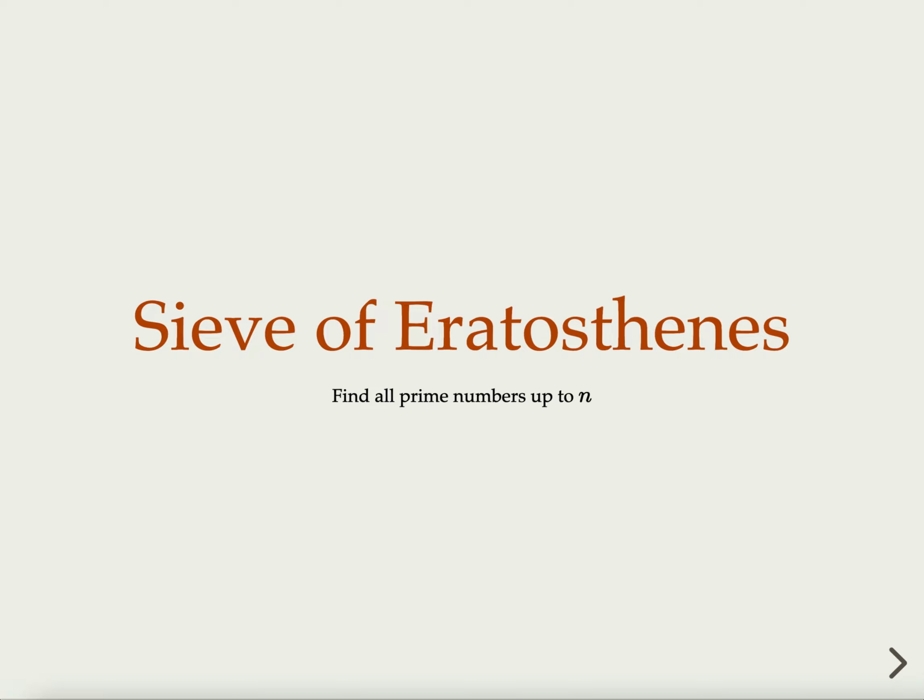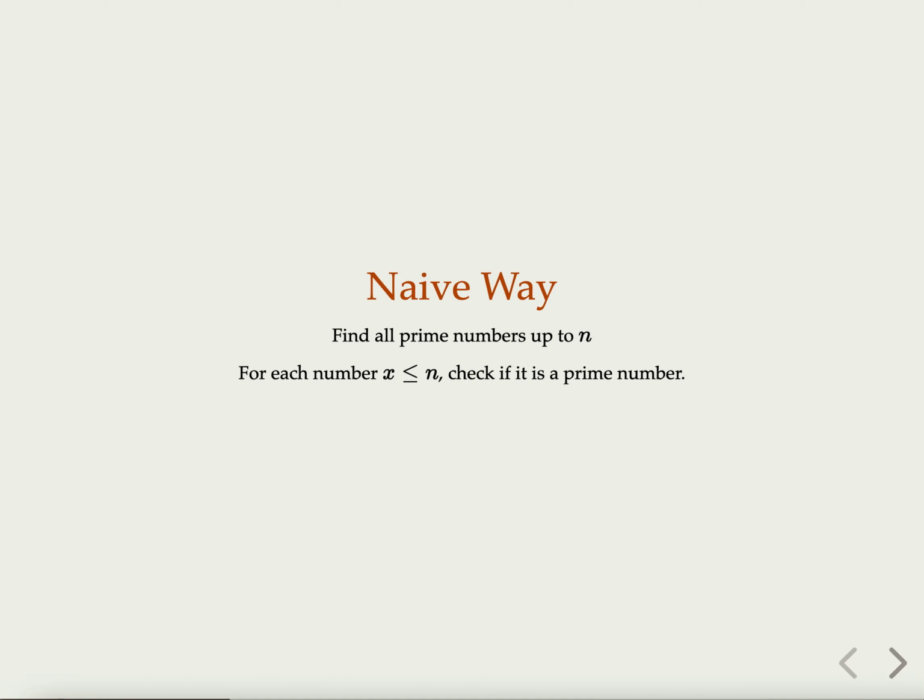We're going to look at the problem of trying to find all prime numbers up to a given integer n. For example, try to find all prime numbers less than 100. A naive way of doing this problem is to try each number and check if it's a prime number or not. So for example, how do you check if x is a prime number?